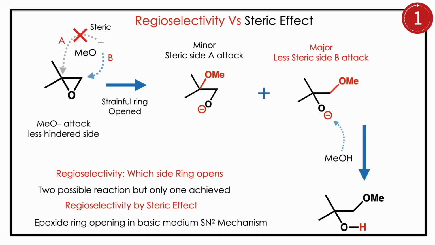Then regioselectivity versus steric effect. Starting material is an epoxide with 2 methyl groups. You are reacting with methoxide. So SN2 reaction is possible. SN2 reaction requires backside attack. So the nucleophile always looks for the less steric position. Less steric position means it is away from the dimethyl group. So the major product will be attack on the B pathway. A pathway is steric, B pathway is less steric. So the ring is opened on the less hindered pathway. Final product is alcohol. This is the typical example of sterically controlled regioselectivity.